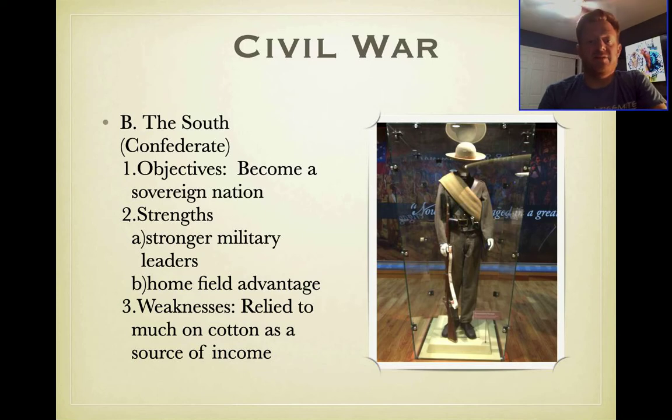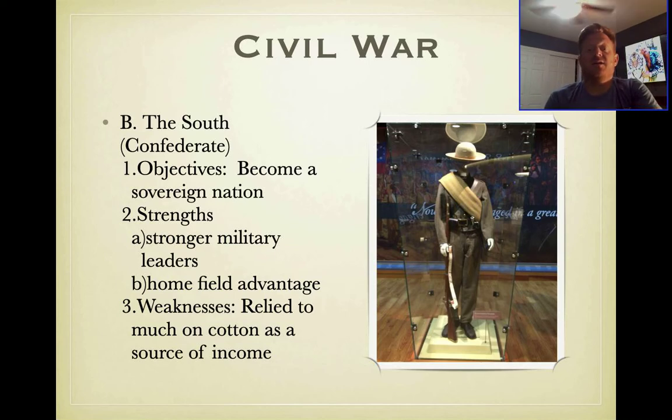The South did have its advantages. Their goal, their objective, was to become a sovereign nation. They wanted to be an independent nation. They had incredibly strong military leaders, mainly Robert E. Lee and Stonewall Jackson, and the real war history nerds love those guys. You see some people geek out on some Robert E. Lee. They also had home field advantage. We've talked about that as well.